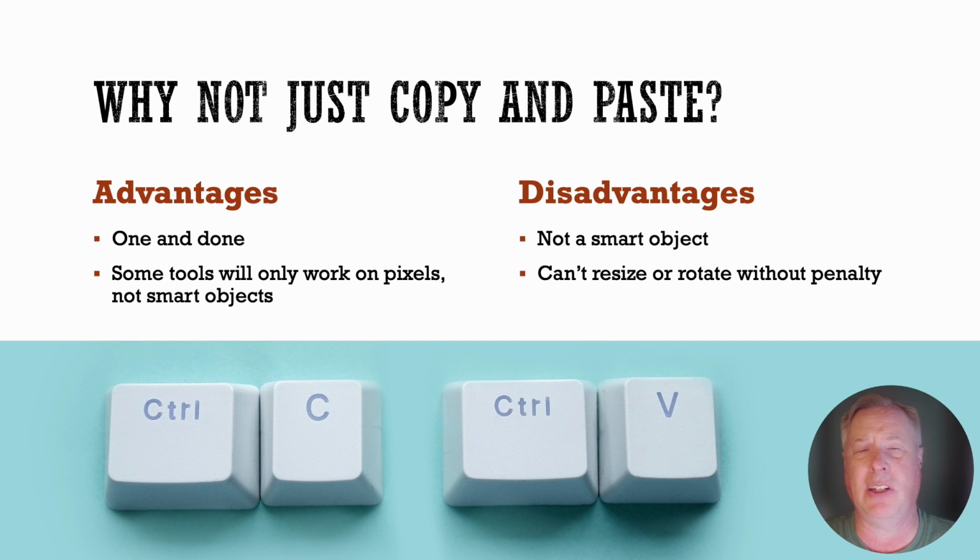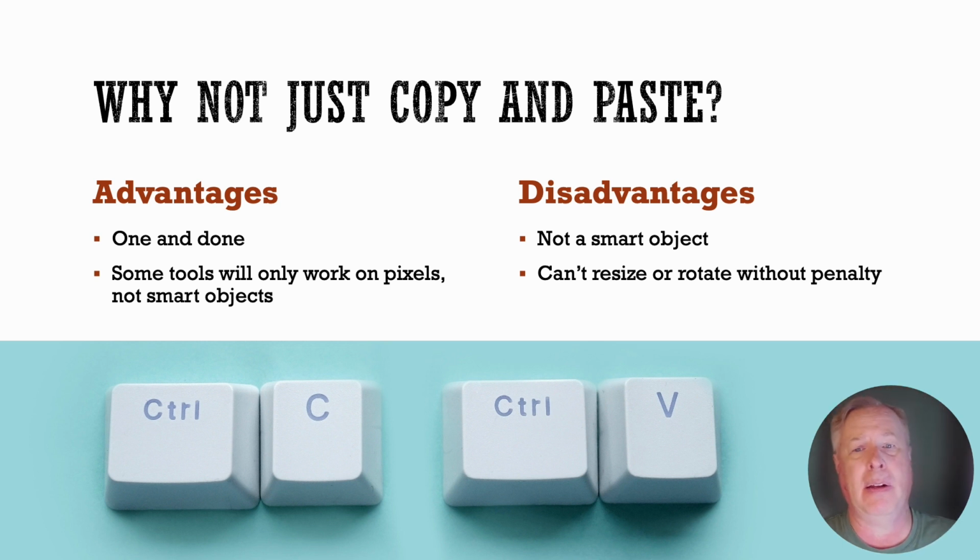So why not just copy and paste? Well, there are a few advantages to copying and pasting. Obviously, it's one and done. Some tools only work on pixels as well. For example, the brush, the healing brush, or the clone tool, they won't work at all on smart objects. You'll need to have access to the actual pixels.